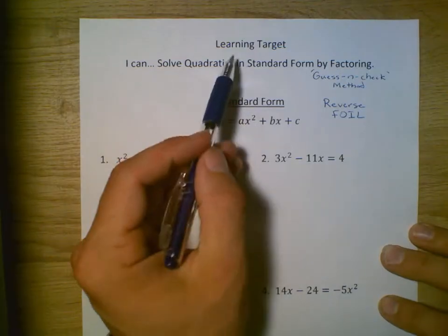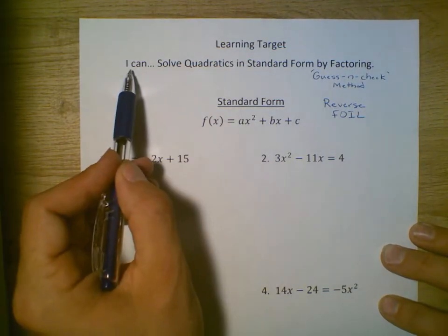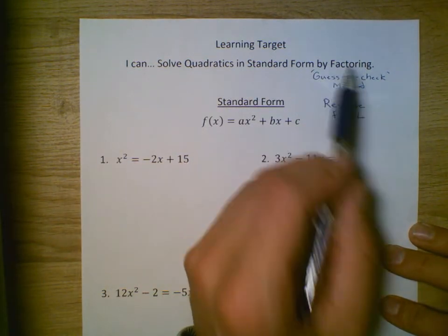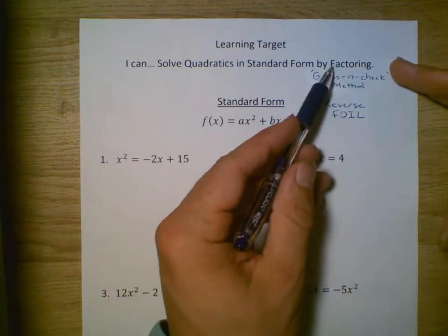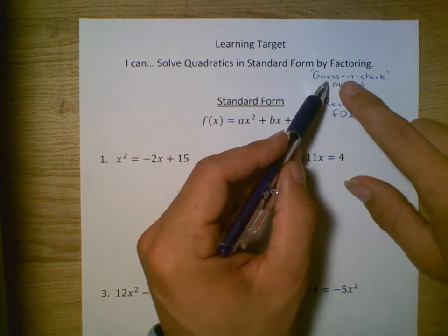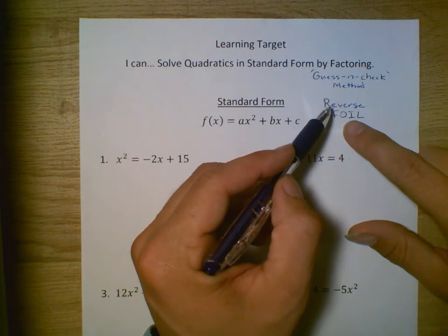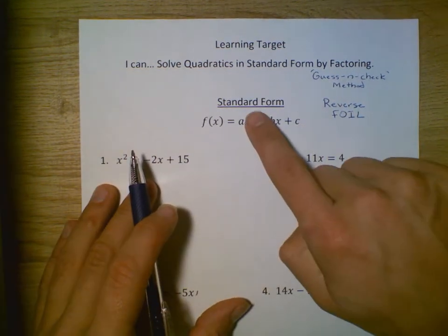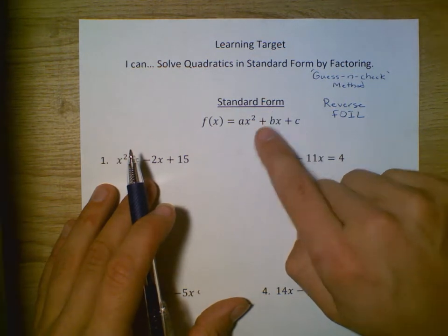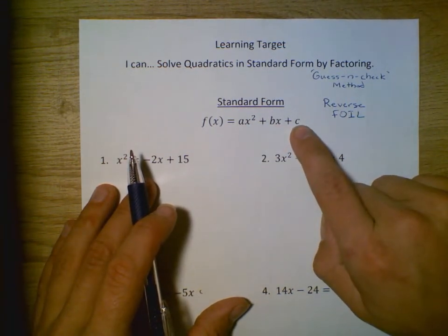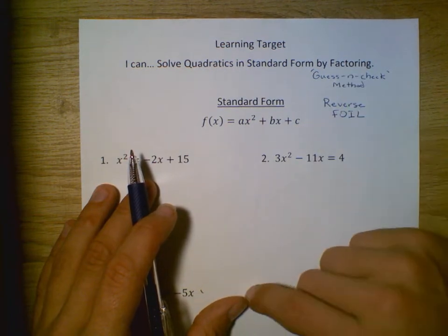In this video, the learning target that I'm going to be talking about is I can solve quadratics in standard form by factoring. Now, when factoring, there's different techniques you may have been taught. In this video, I'm going to use the guess and check method, which I kind of think of as reverse FOIL. Now, remember, a standard form equation of a quadratic is when you have an x squared term, an x term, and a constant term. And like I said, we're going to use factoring to solve these.